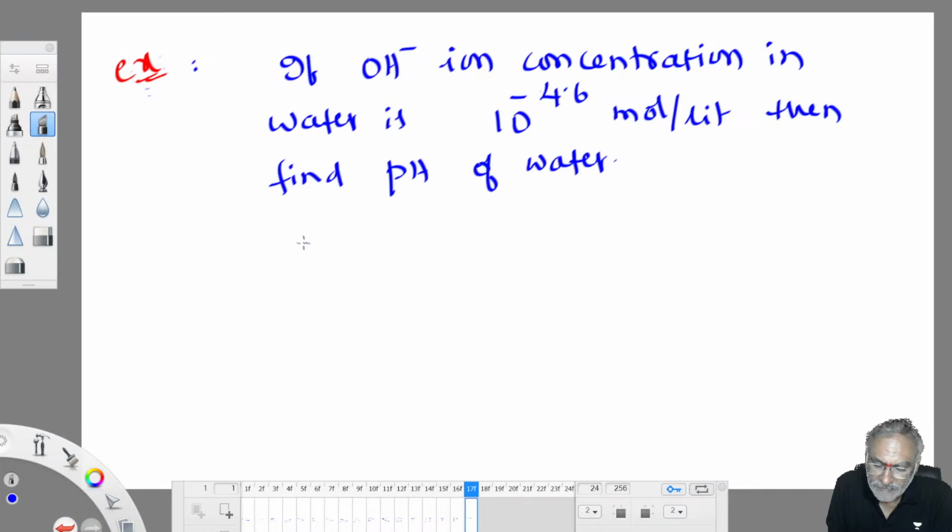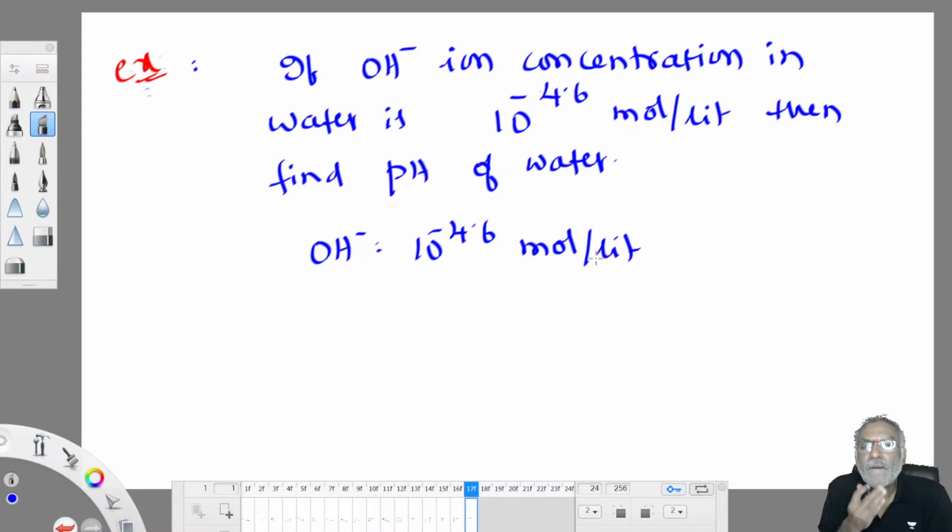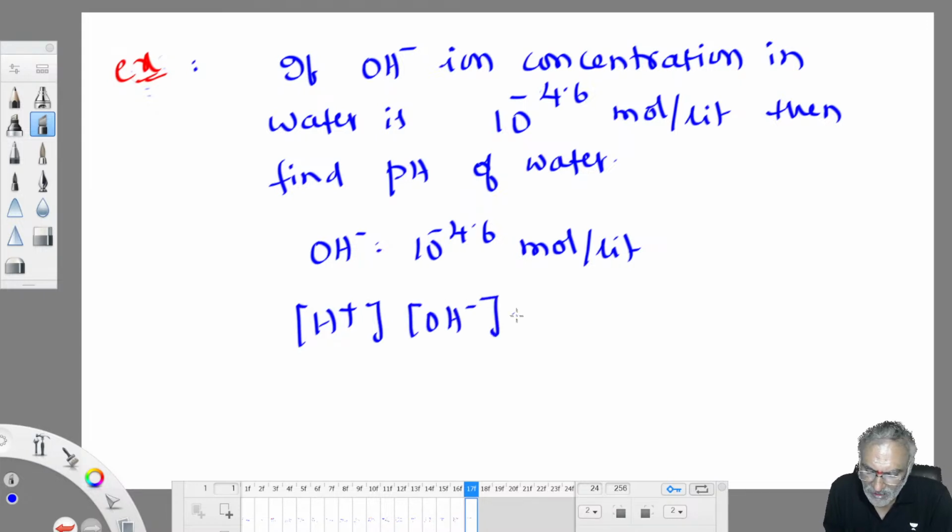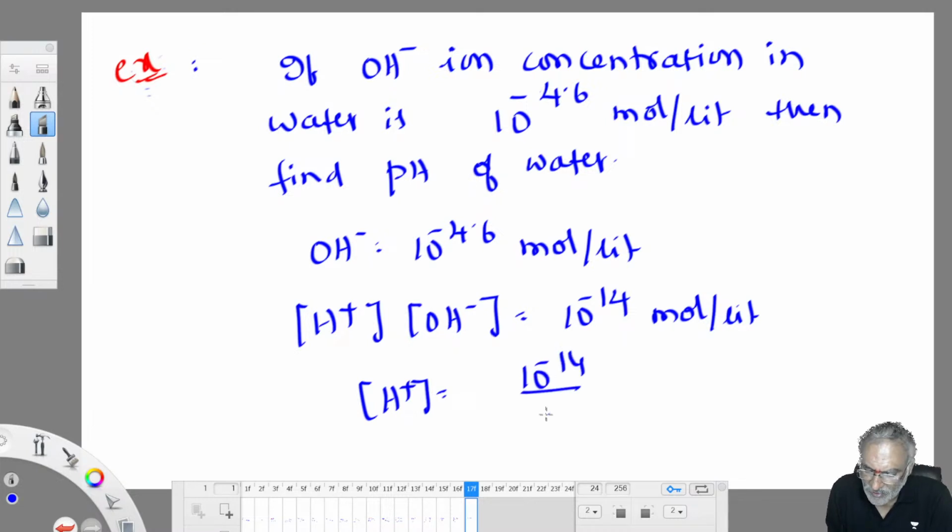What is given to you? OH minus ion concentration, 10 power minus 4.6 moles per liter. Then you have been asked to find out what? pH. So, we have one equation: H plus into OH minus is always equal to 10 power minus 14 moles per liter. From this we can work out the H plus ion concentration. H plus ion concentration is equal to 10 power minus 14 by OH minus ion concentration.